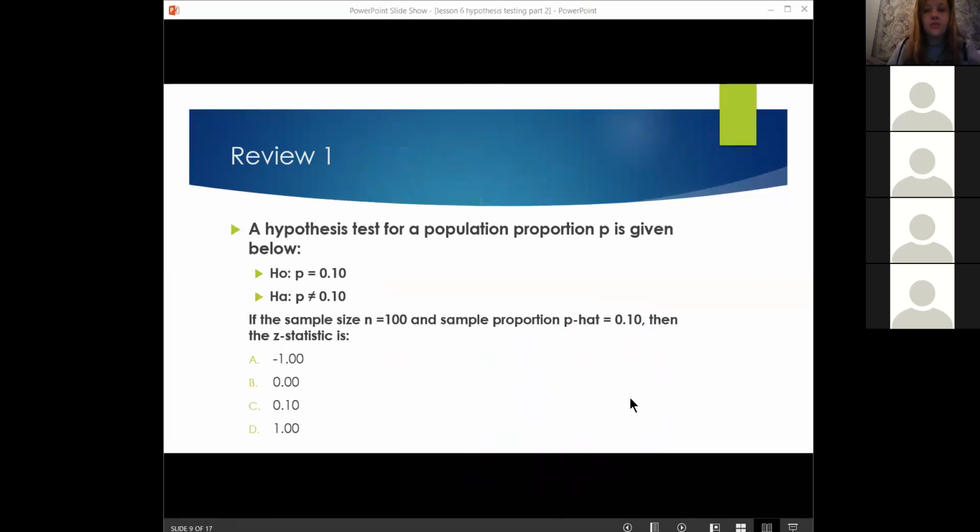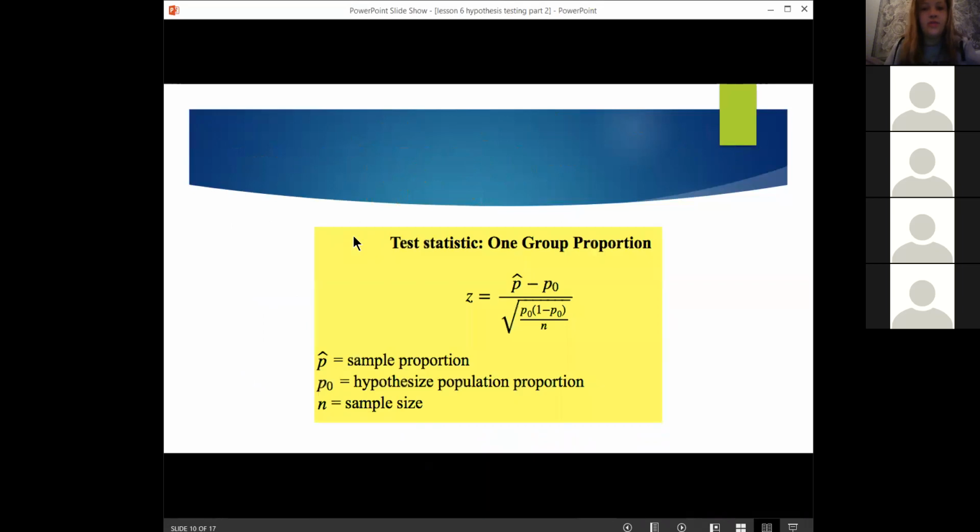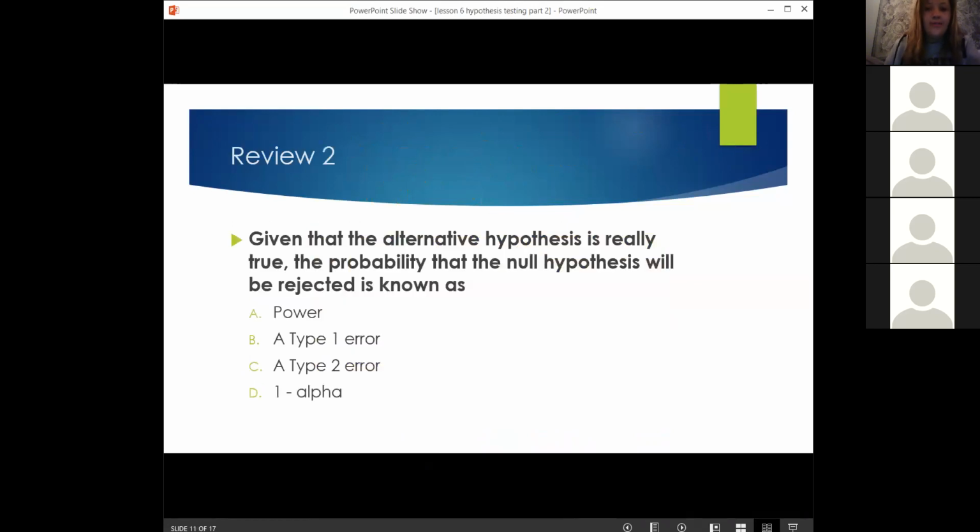Let's do some more. This is just the equation I just used to find our z-score. Okay, given that the alternative hypothesis is really true, the probability that the null hypothesis will be rejected is known as what? Let's go ahead and try to answer this one, and we will go over it then.